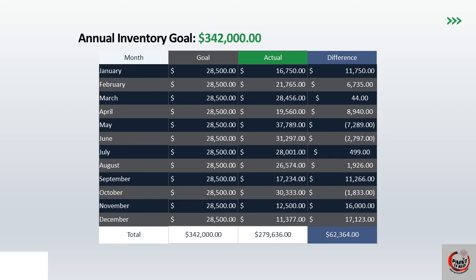Here, we see an end-of-year report of inventory expenditures. The annual inventory goal was $342,000. Some months were under the target and some were over. But in the end, the department was under their goal by $62,364.